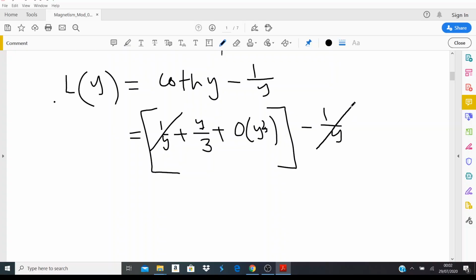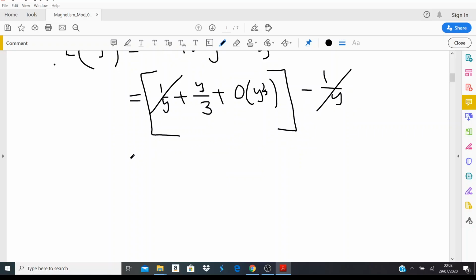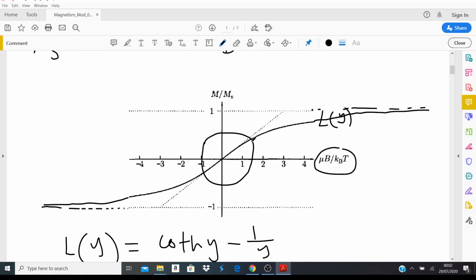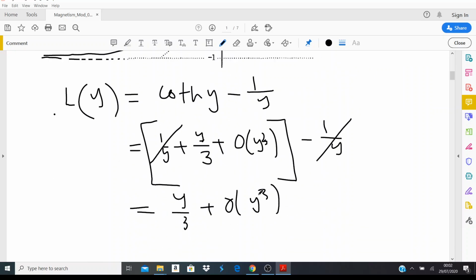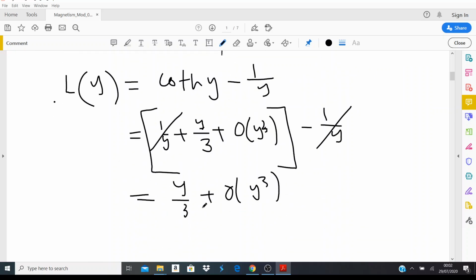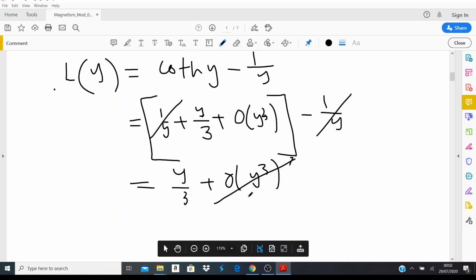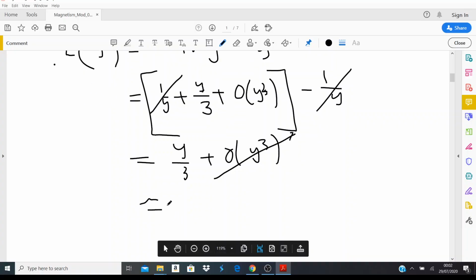You can see this 1 by y cancels each other, and we have y by 3 and some higher-order terms. And you can see we are trying to understand the behavior of the function in the regime where this y is small, right? So if y is small, y cube is even smaller, then we can neglect this term. So in that regime where y is small, we can approximate the Langevin function by just a linear function, which is y by 3.